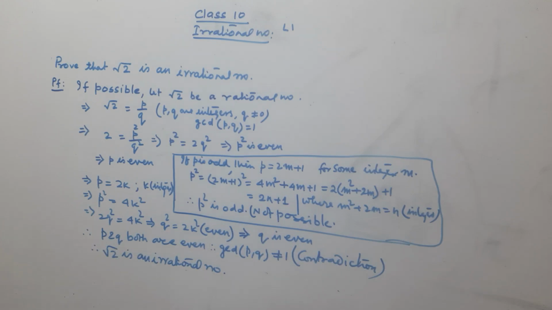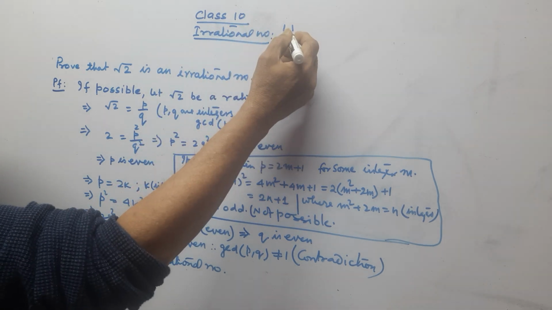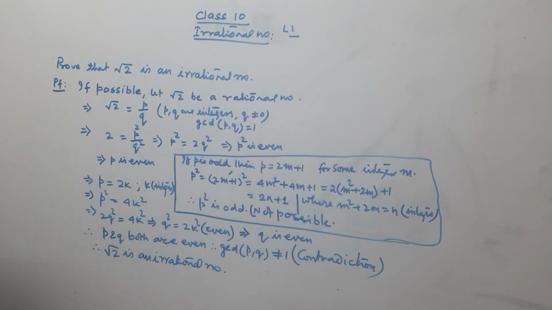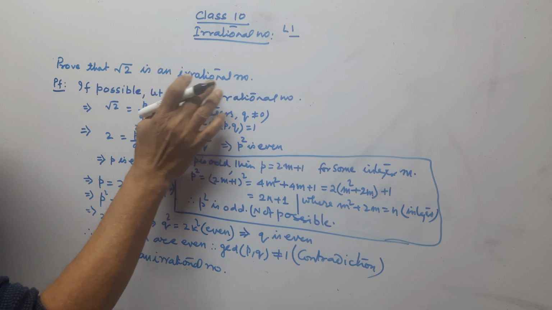Dear students, this is the chapter Irrational Numbers and it is lecture number 1. For class 10, prove that root 2 is an irrational number.